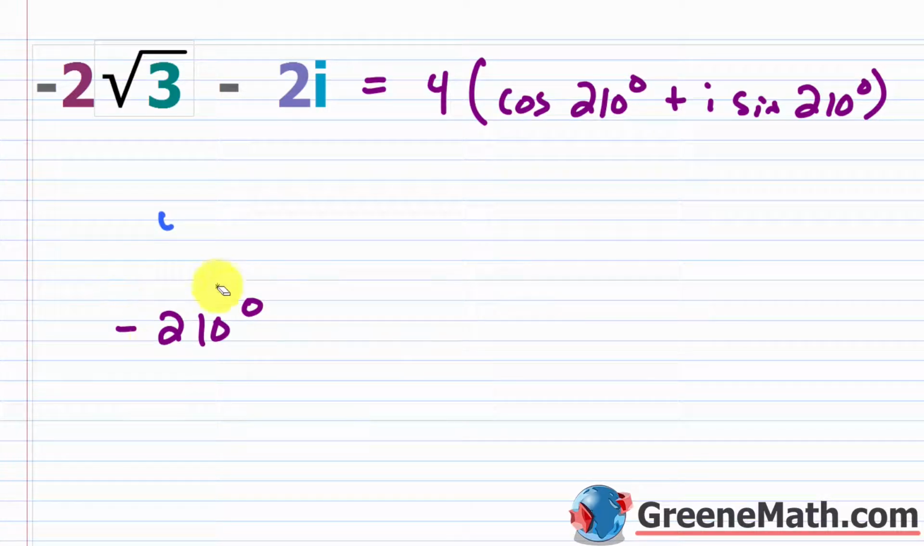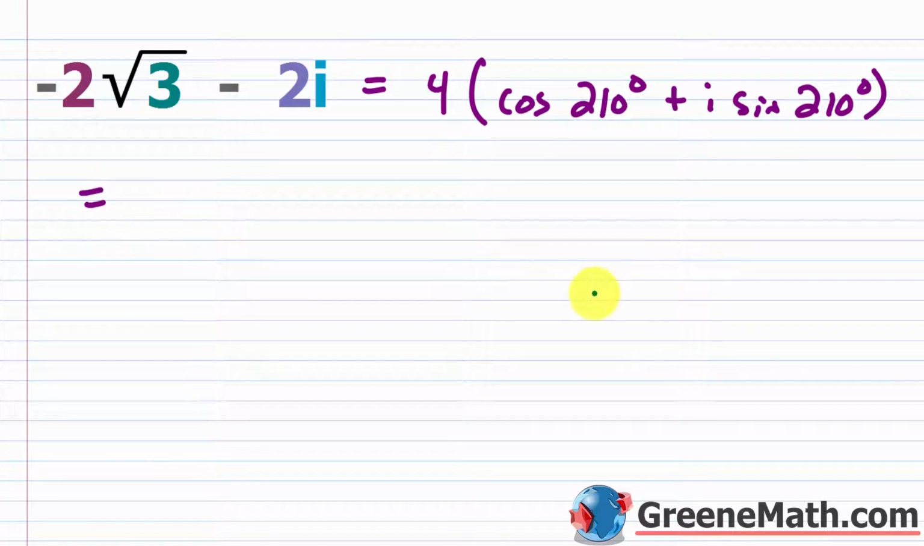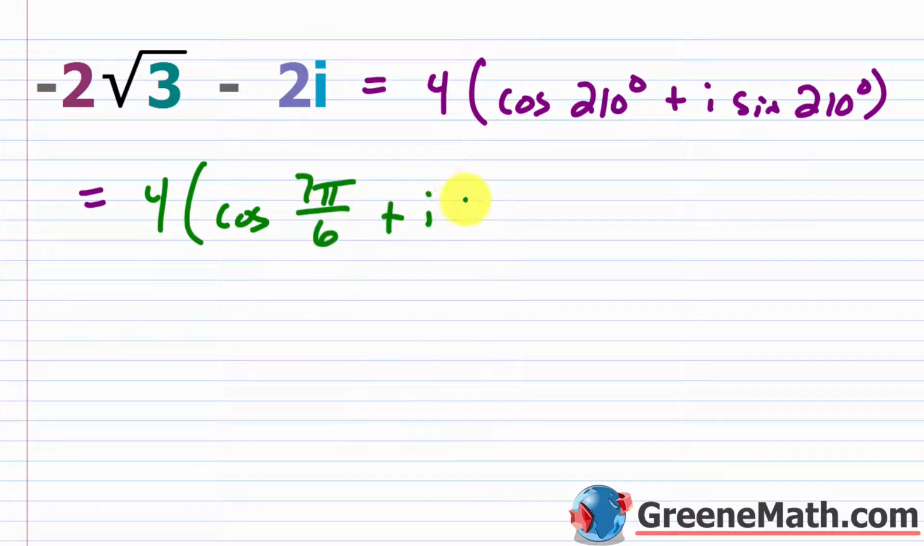Now, if you want to write this with radians, you can keep putting equals. 210 degrees in terms of radians would be 7 pi over 6. So you could say this is 4 times the cosine of 7 pi over 6, plus i times the sine of 7 pi over 6.